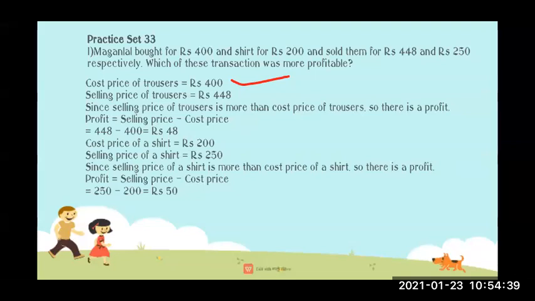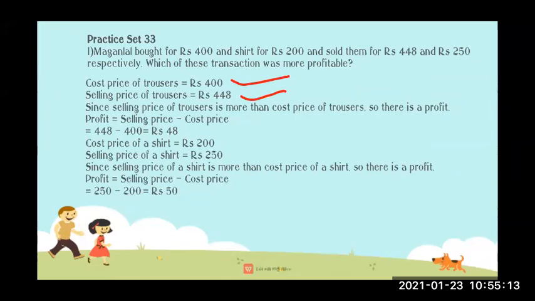That was rupees 400, and the selling price of the trouser is rupees 448. Now by looking at the figures we can understand that it is a profit. So we have to use the formula of profit, but before using the formula we have to write a statement that the selling price of the trouser is more than the cost price of the trouser, so there is a profit. So here we will use the formula of profit.